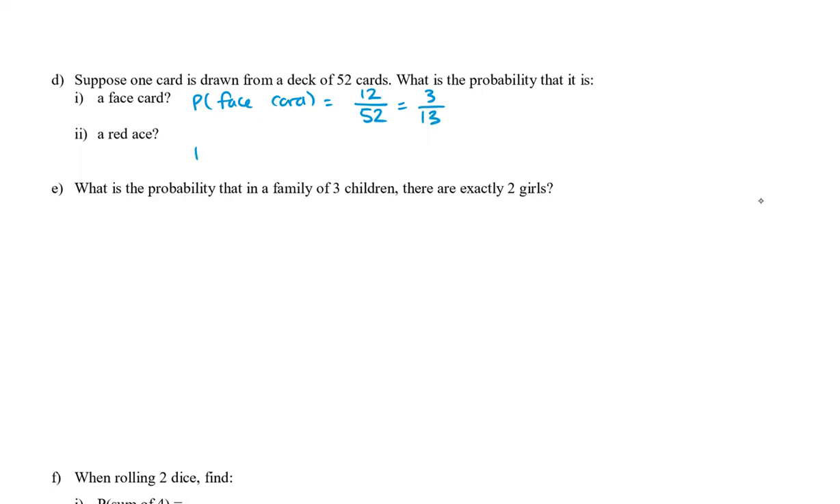Okay, next one is a red ace. To get a red ace, there are 2 red aces, the ace of diamonds and the ace of hearts, out of a total of 52 cards. So that is going to be 1 out of 26.